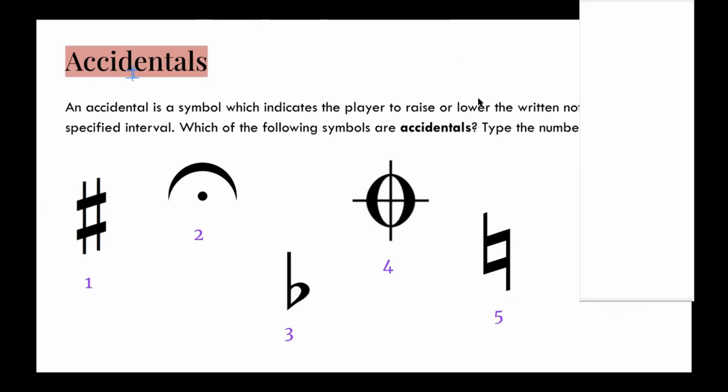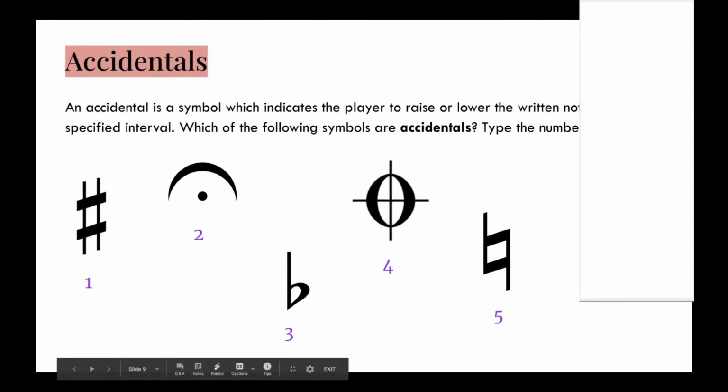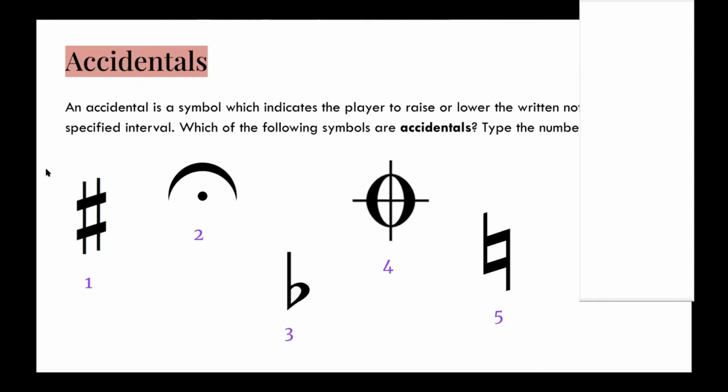Okay, so this topic is on accidentals. An accidental is a symbol which indicates the player to raise or lower the written note by a specific interval. So which of the following symbols are accidentals? You can type the numbers in the chat. The numbers are labeled under each symbol.